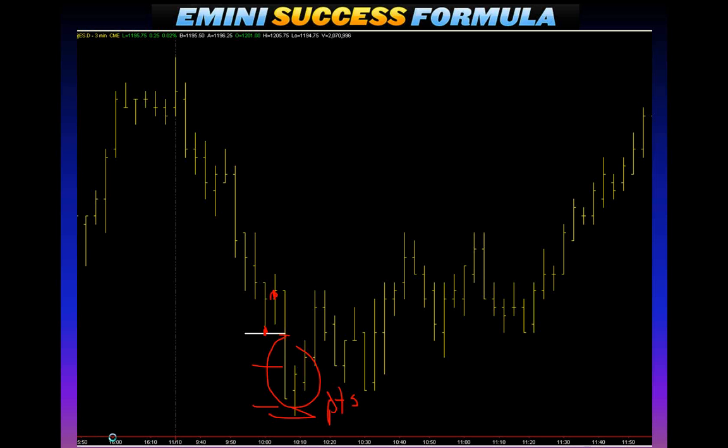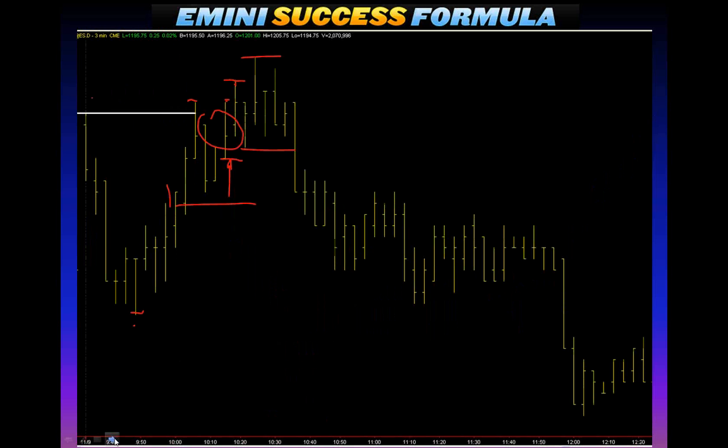It doesn't matter if you have 3-minute bars, as long as you have the half hour. You just need to know the first half hour's range. If you have 30-minute bars, it's a 30-minute high and low. If you have a 1-minute chart, it doesn't matter what you have.